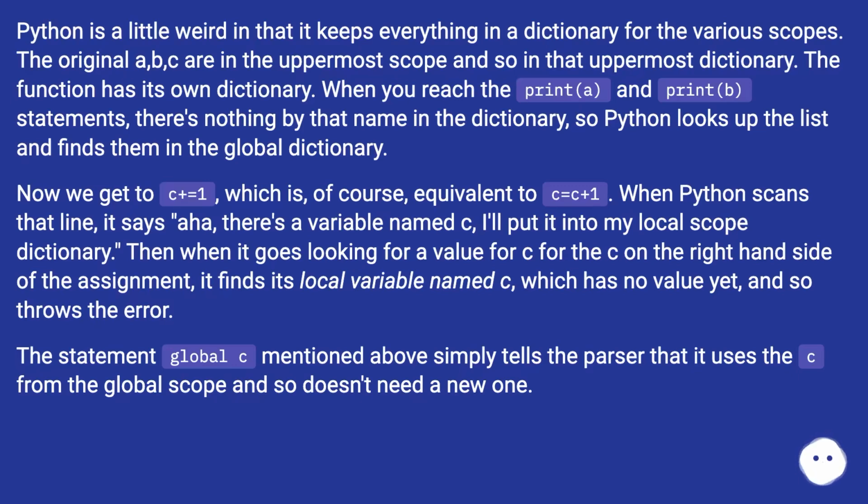Now we get to C plus equals 1, which is, of course, equivalent to C equals C plus 1. When Python scans that line, it says, aha, there's a variable named C, I'll put it into my local scope dictionary. Then when it goes looking for a value for C, the C on the right hand side of the assignment, it finds its local variable named C, which has no value yet, and so throws the error. The statement global C mentioned above simply tells the parser that it uses the C from the global scope and so doesn't need a new one.